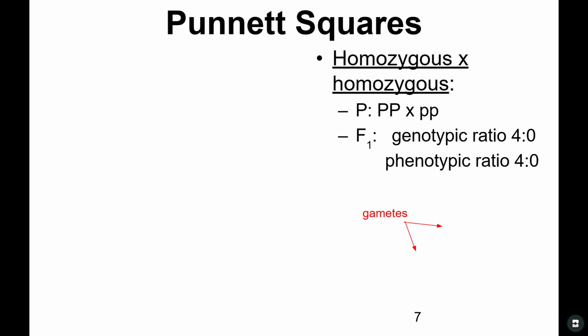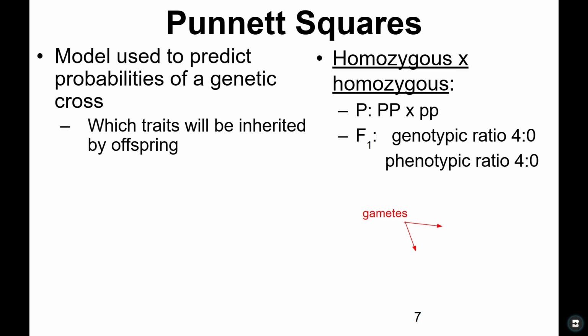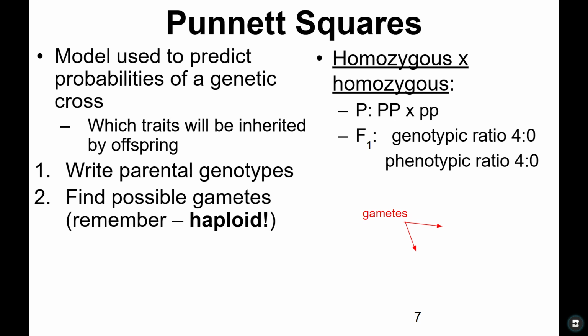For Punnett squares, let's look at a homozygous times a homozygous cross. This is a model that we use to predict probabilities of a genetic cross and which traits will be inherited by each offspring. The first thing you would do is write down the parental genotypes. On the top right, we're going to do a cross between a homozygous and homozygous individual. In this case, the P, that's parental, you're seeing a homozygous dominant and a homozygous recessive individual.